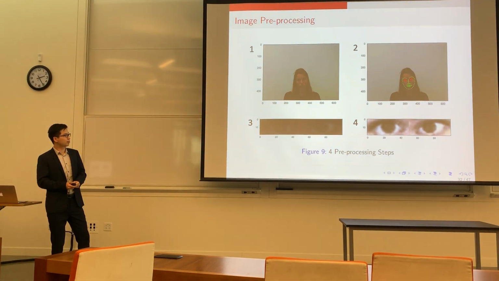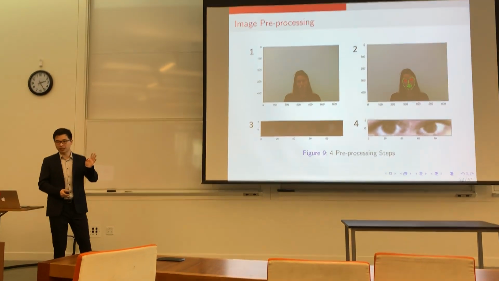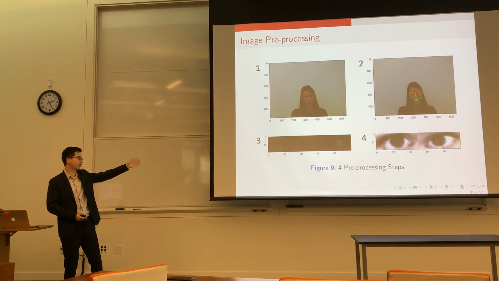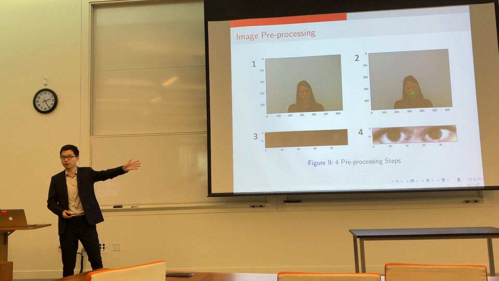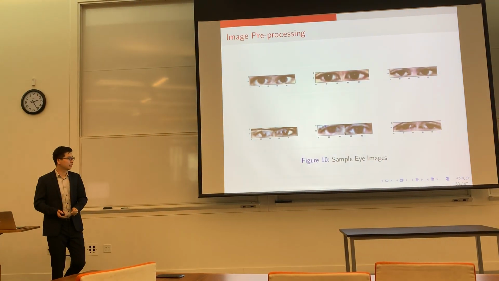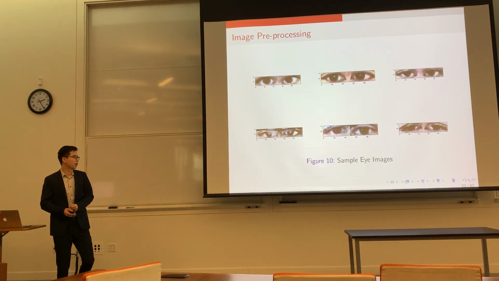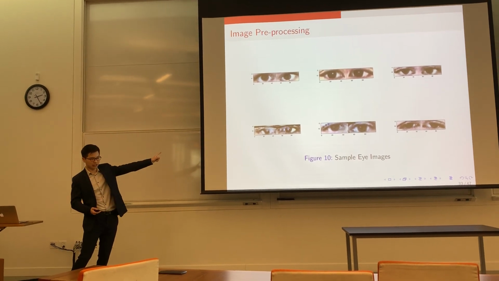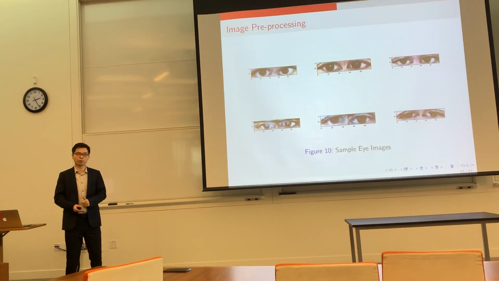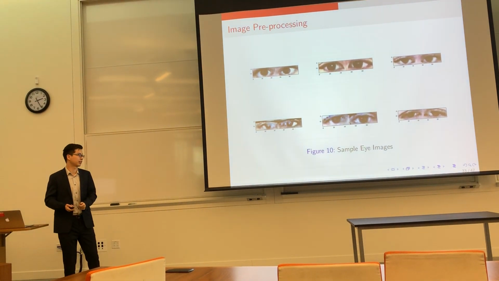So this is basically an illustration of the 4 steps I took. We start from the original image, we mark the facial landmarks, and then we extract the bounding box, and finally use histogram equalization to make the image clear for the model to see. And these are more sample images. One thing to note is that on the lower left here, we have a subject wearing glasses. As you can see, this algorithm also works very well for subjects wearing glasses.